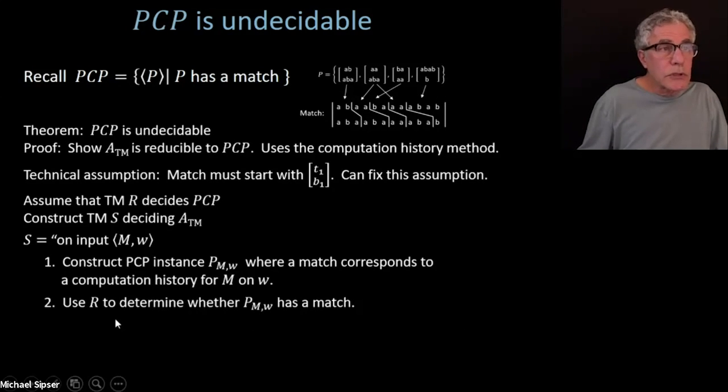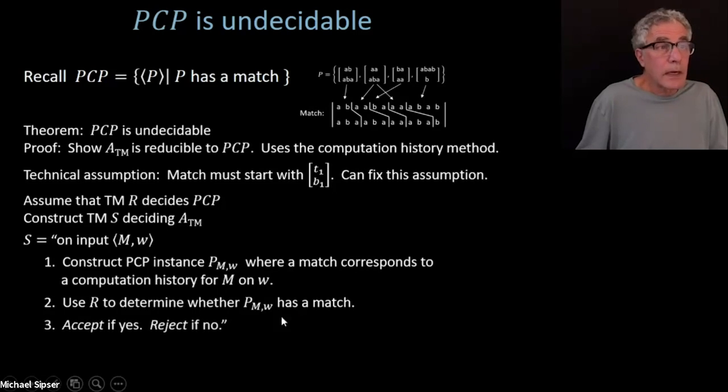Once we build the set of dominoes where a match corresponds to a computation history, we're going to use R to determine whether or not there is a match, or in other words, whether or not there is a computation history, which is whether or not M accepts W. So if there is a match, we're going to accept because we know M accepts W. And if there is no match, we're going to reject because we know M does not accept W. This is the plan. I haven't told you how to do this yet.